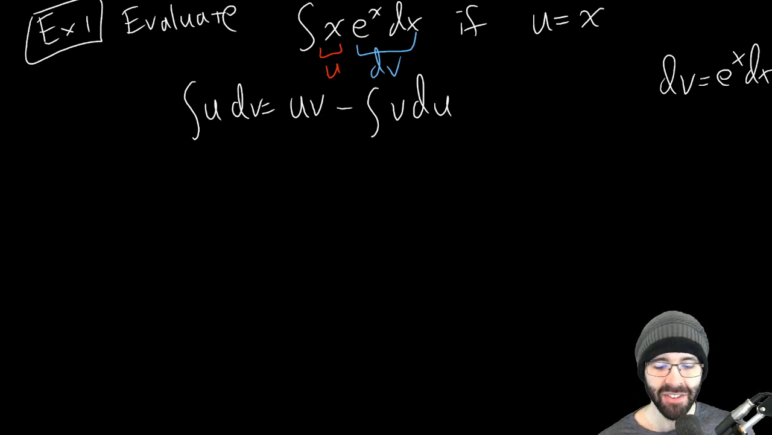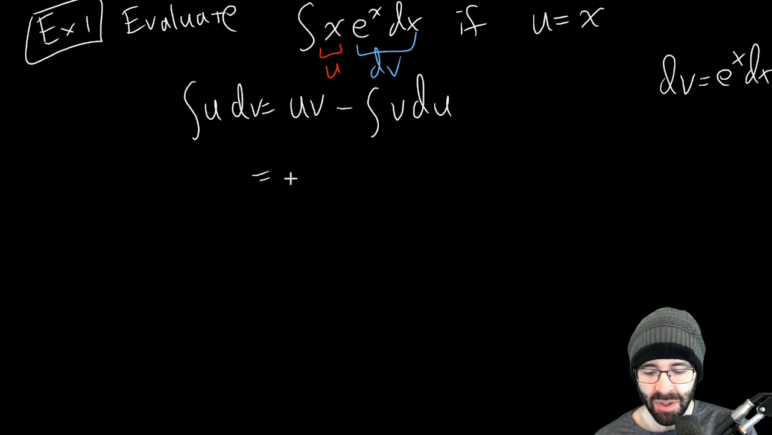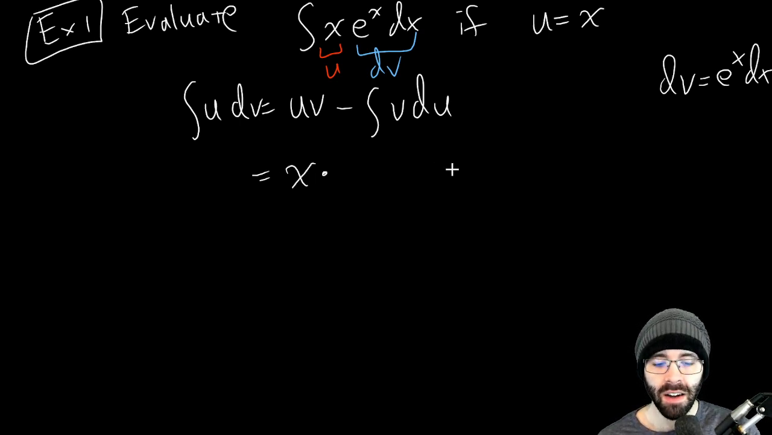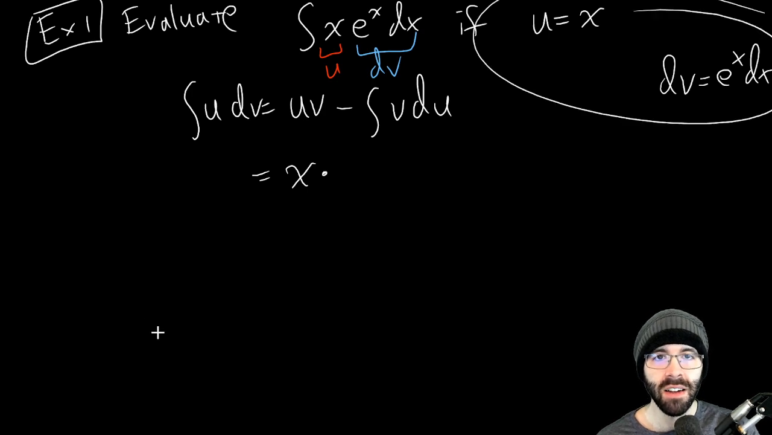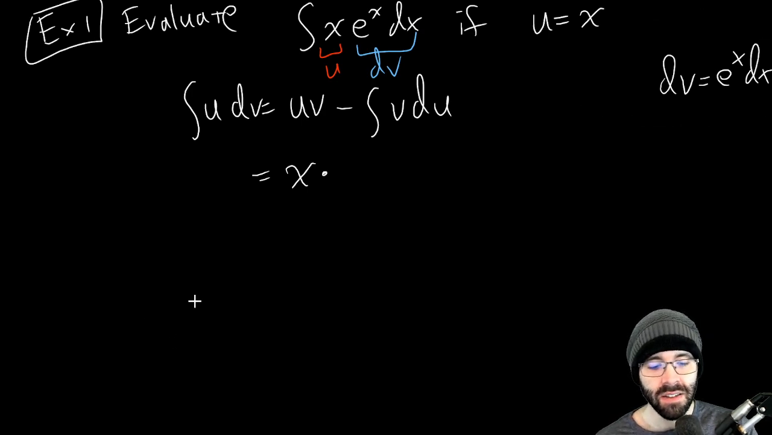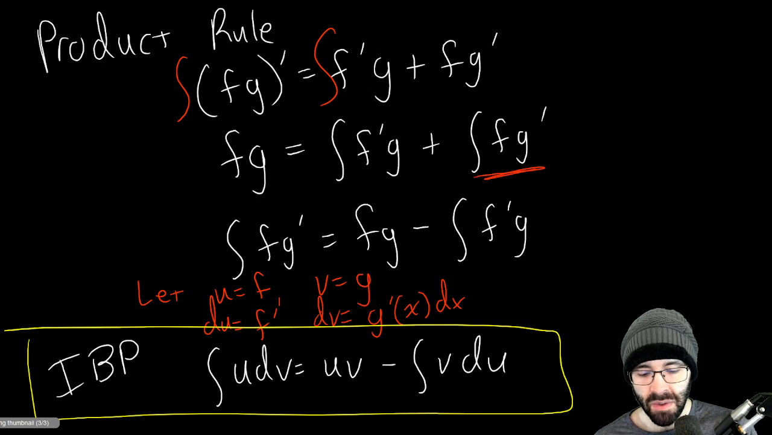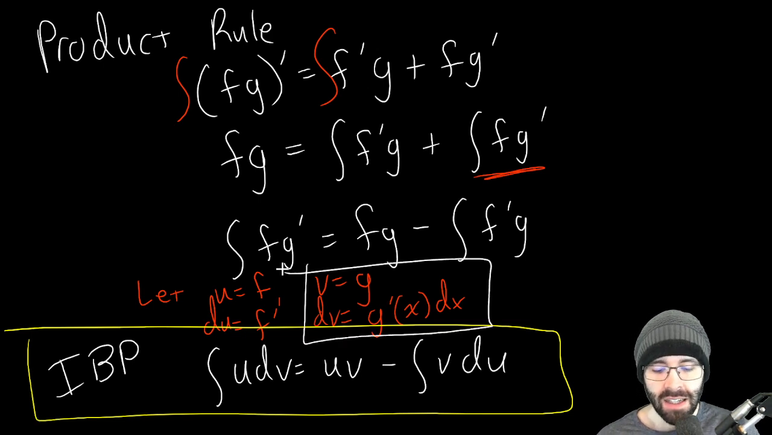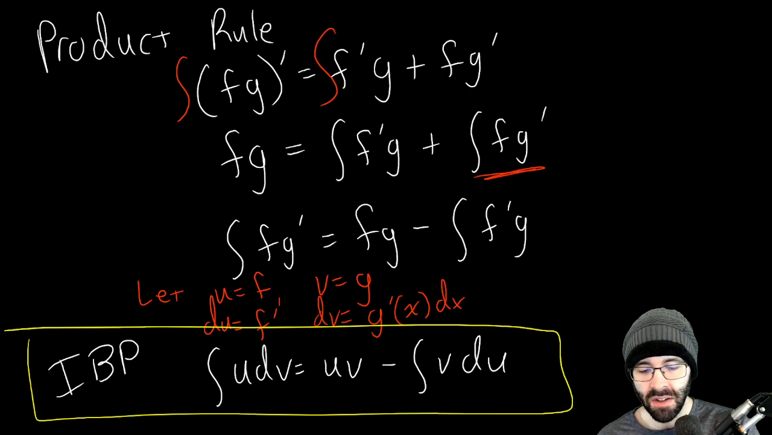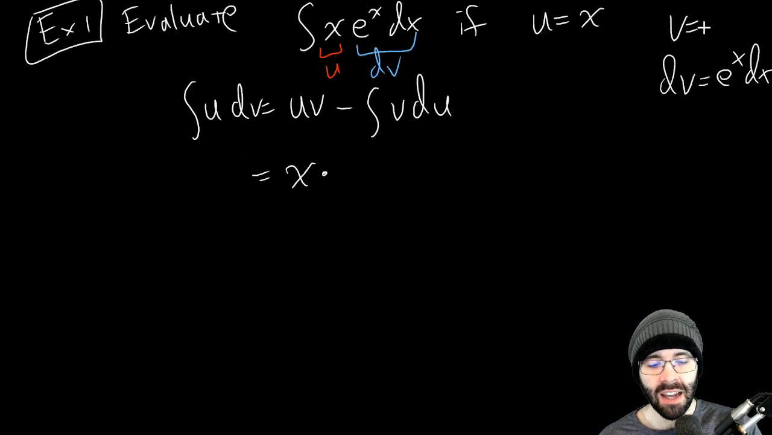Okay, so how can we evaluate this? Well, it's just u, which is x, times v, which, oh, we don't have v yet. But we can find it, right? What was dv? dv was just the derivative of some function. So v is just the antiderivative.